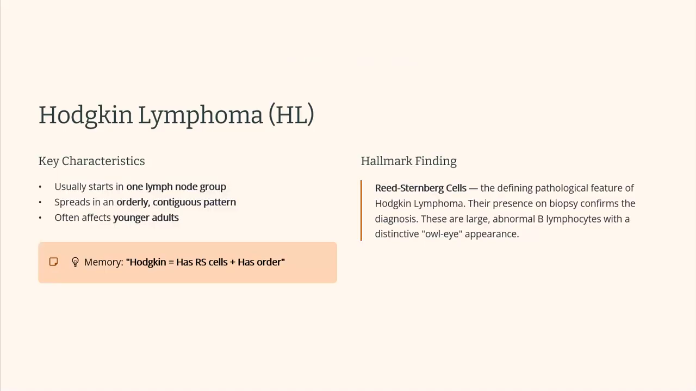So for Hodgkin's lymphoma, this type of lymphoma usually starts in one lymph node group and spreads in an orderly fashion. Patients with Hodgkin's lymphoma also have Reed-Sternberg cells. This is a defining pathological feature of Hodgkin's lymphoma, and basically the pathological feature is these abnormally large lymphocytes known as Reed-Sternberg cells.